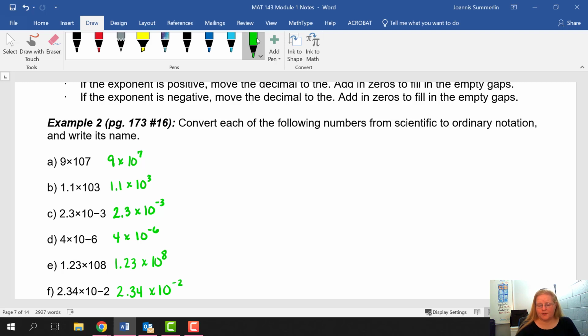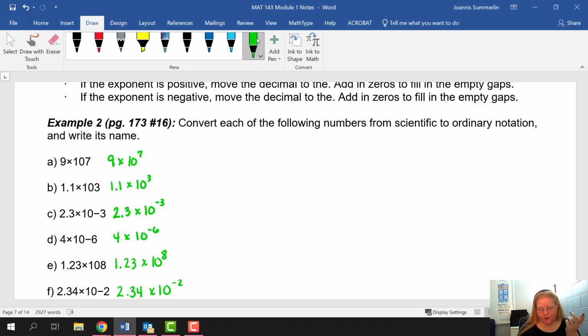Those are the problems. Convert each of the following numbers from scientific to ordinary notation and write its name. I don't care about you writing its name. My math lab will tell you to write its name too, but I think they give you a choice. You don't actually type out its name, you pick it from a list.